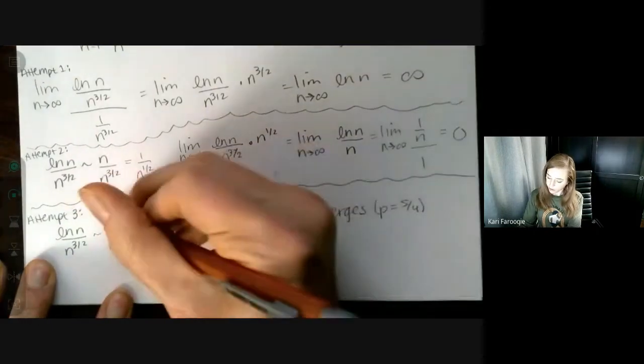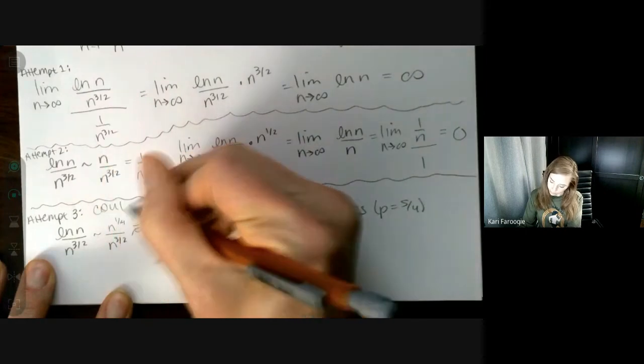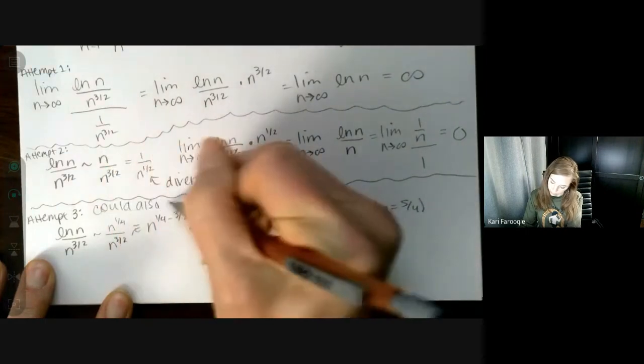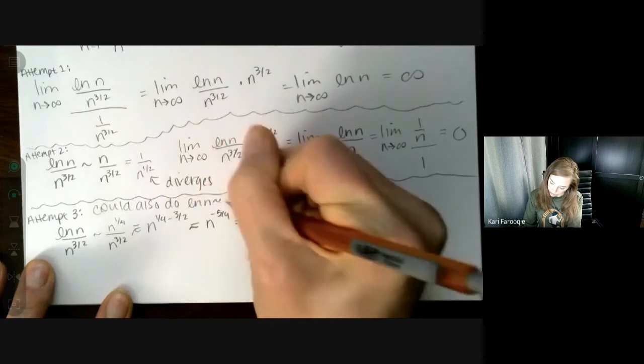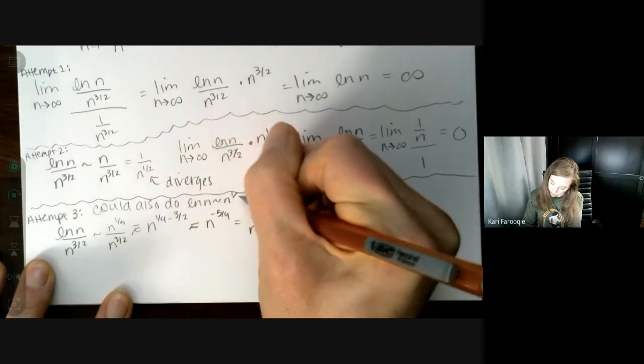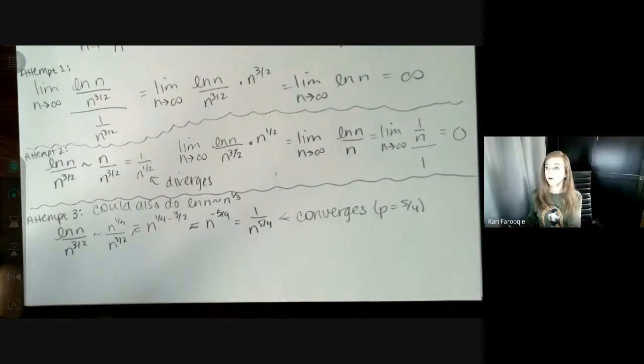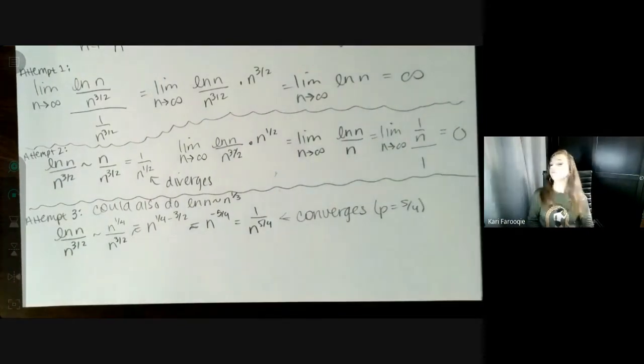Maybe I should write, could also do ln n is approximately equal to n to the 1/3 power. Okay, but we're going to stick with this.